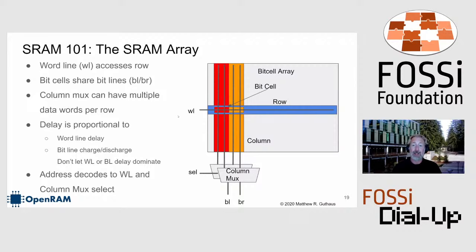So if you get too tall of an array, basically a single bit cell has to be able to charge and discharge some of this capacitance on this bit line before you can actually read the value out. So the critical thing with doing trade-offs of a memory is you don't want to let the word line delay or the bit line delay dominate. So you want not quite a square memory array, but something that's perhaps a little shorter and a little wider. But to optimize delay, you want to not let either word line delay or bit line delay dominate. So that's why you add the column muxing, to be able to trade off the number of things in a row for the height.